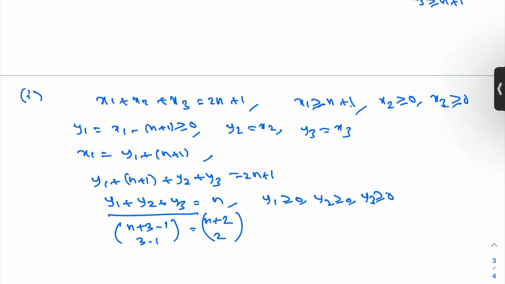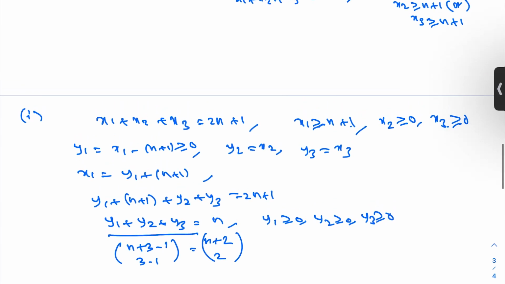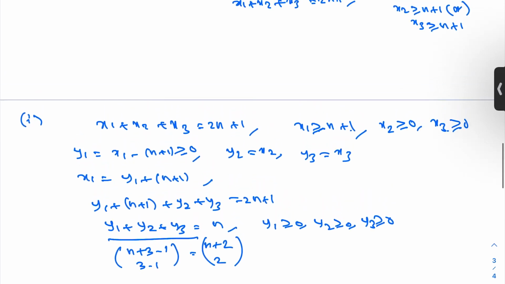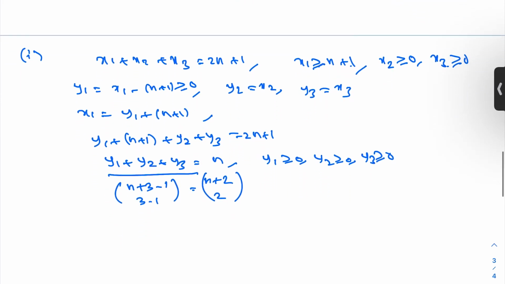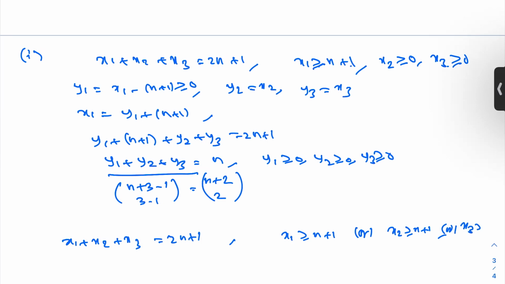Similarly, for the other condition, when x1 greater than or equal to 0, x2 greater than or equal to n plus 1, x3 greater than or equal to 0 also, we will have the same count, n plus 2 choose 2. Okay, so that's why I can say that x1 plus x2 plus x3 equal to 2n plus 1, and x1 greater than or equal to n plus 1, or x2 greater than or equal to n plus 1, or x3 greater than or equal to n plus 1. The count is going to be 3 times this.